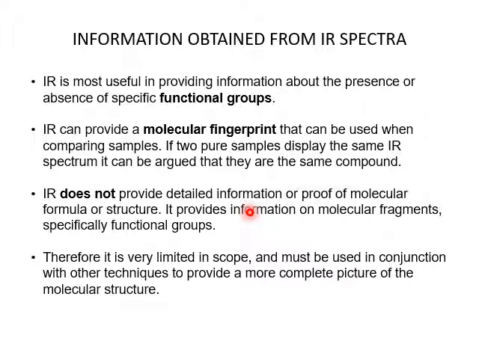So IR is most useful in providing information about the presence or absence of a specific functional group. In fact, by using IR spectroscopy, we are trying to find specific functional groups in the molecular structure. In addition to the functional groups, we will have a molecular fingerprint area. By using the fingerprint area, we can compare the IR spectrum of our product with the spectrum in a library and figure out which compound is the product which we have.